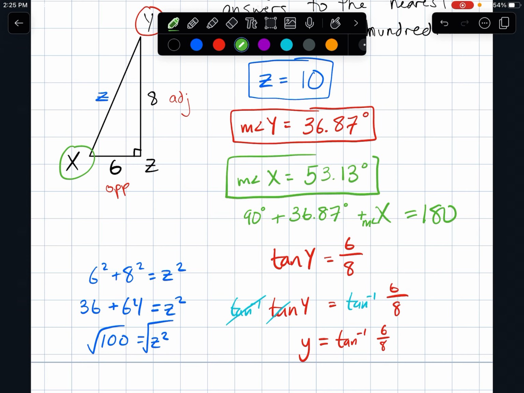53.13 degrees. And so we have now solved this right triangle because I know the values of all the missing sides, and I know the values of all the missing angles. So this is in fact solved. And that is what we're looking at to do in chapter 13.8.